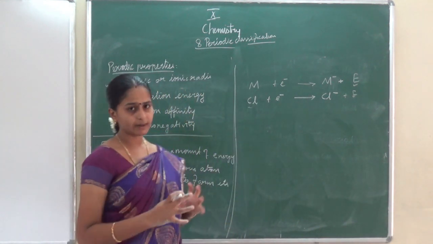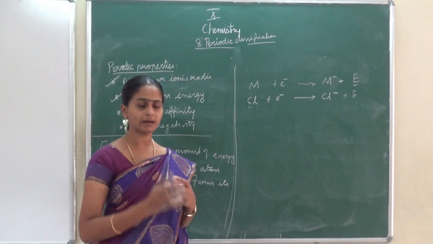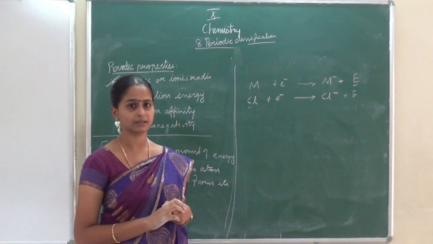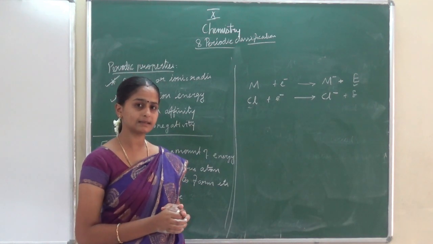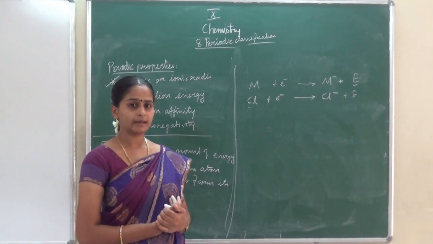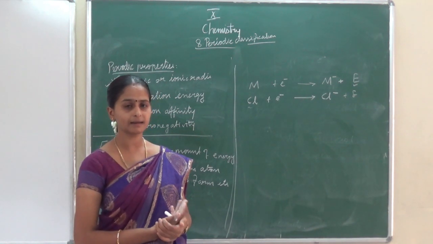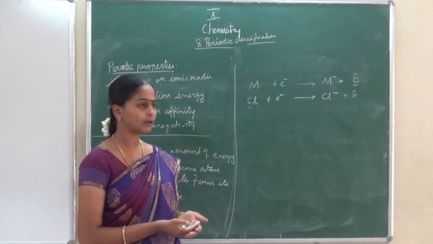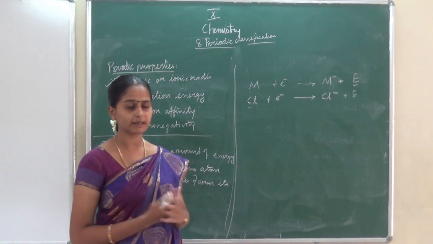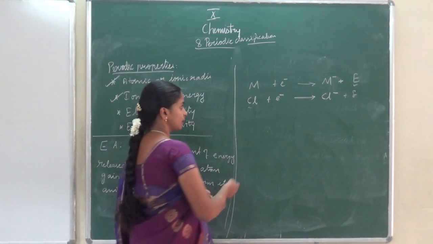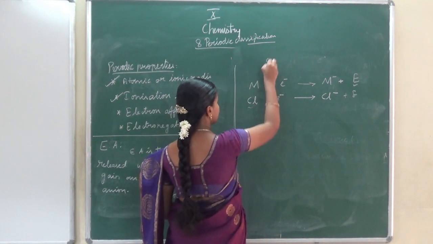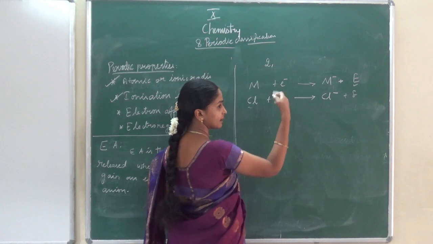We know every element in the periodic table, one way or the other, wants to attain the noble gas electronic configuration, isn't it? So who are noble gases? In the periodic table song also you have learned. Helium, neon, argon, krypton, xenon, radon. Every element wants to attain this noble gas configuration. What is the noble gas configuration? I hope you will remember. You have learned in your 8th standard, 9th standard.